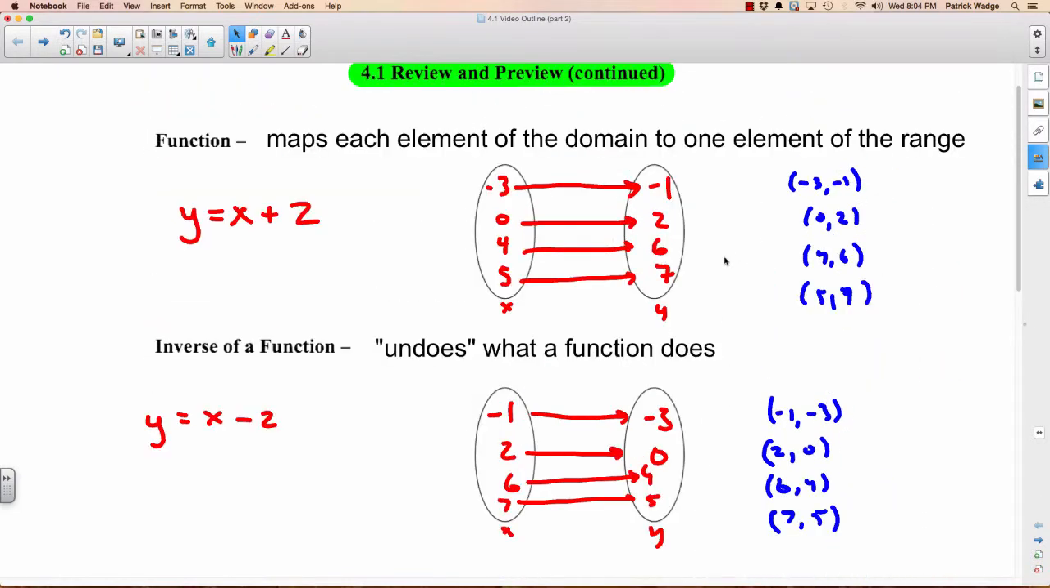Now there's a few things you need to notice here. One thing is, if you compare the domain and the range of the function, how do they compare to the domain of the inverse and the range of the inverse? Well, they're just opposite, right? The domain here is the range there, the range here is the domain there. Great. If you look at the points, what do you notice? Well, each point's just turned around. -3, -1, now it's -1, -3.